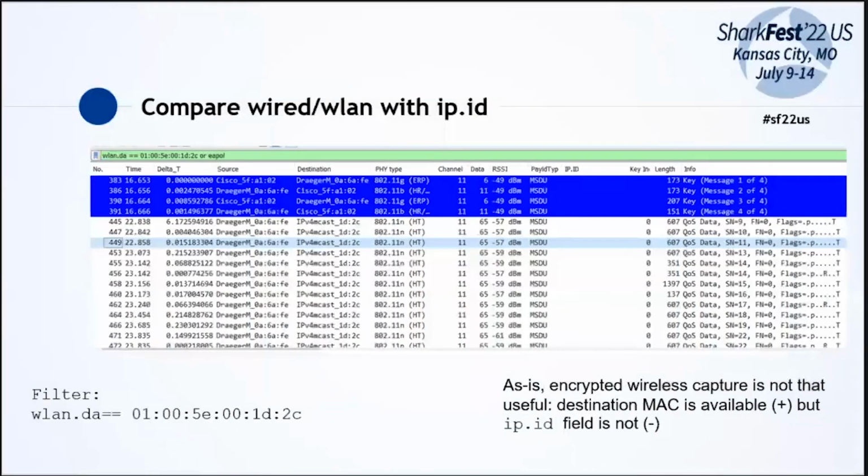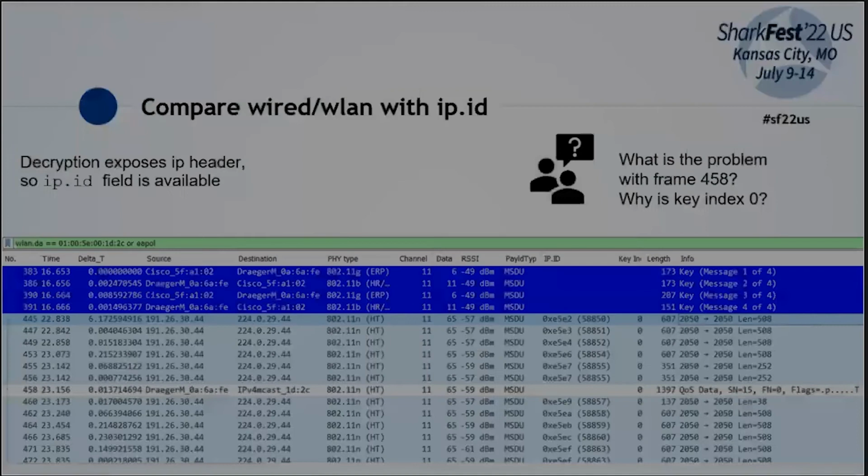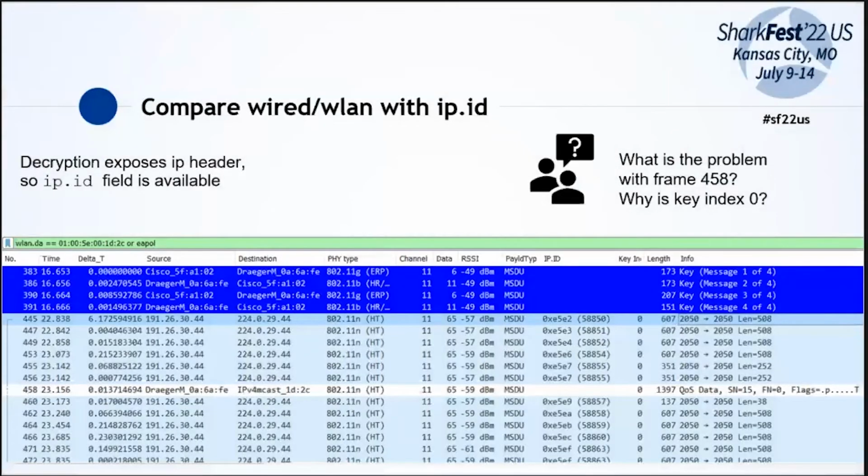Here's wireless. I made sure I got the EAPOL handshake for him. He's got the key. It's obviously not very useful here. The MAC address is good, so that's there. But of course, you can't see the IP ID or the IP address because it's encrypted. So fine, no trouble. We decrypt, and there we go. All right, so then I get everything.